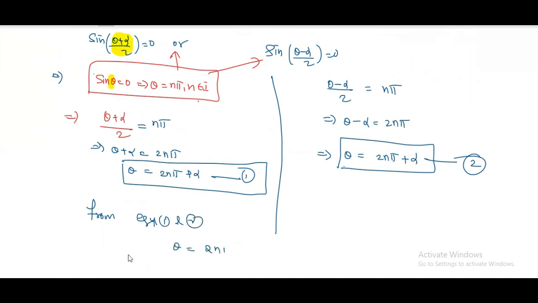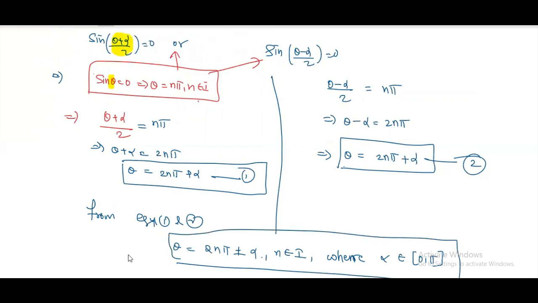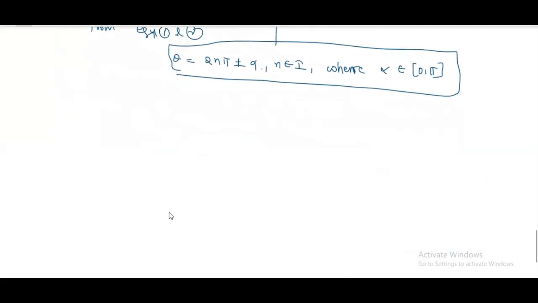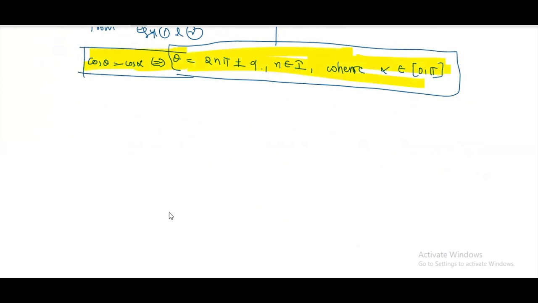theta will be 2n pi plus or minus alpha, where n belongs to integers and alpha belongs to the closed interval 0 to pi. So this is the general solution when cos theta is equal to cos alpha. I hope you understand how to take the general solution and how to derive it.